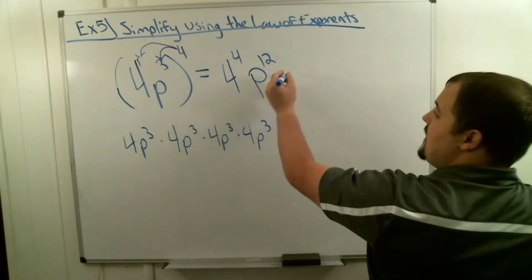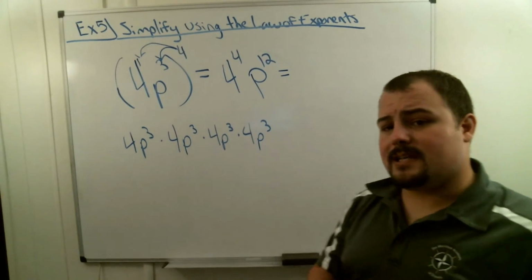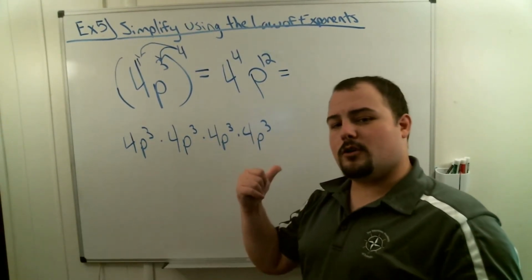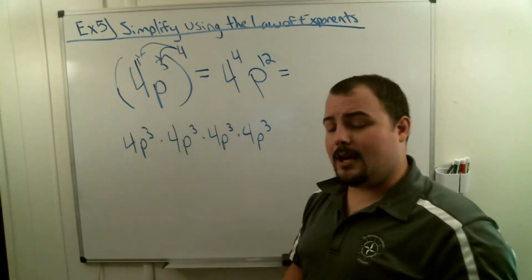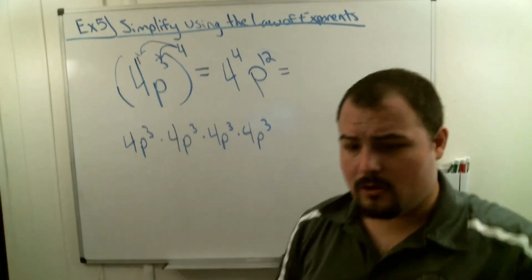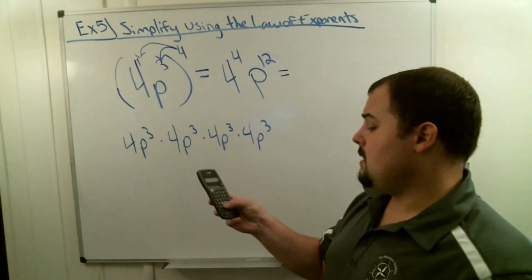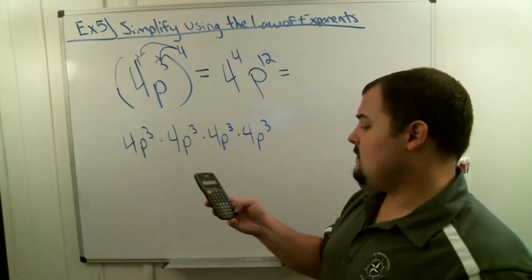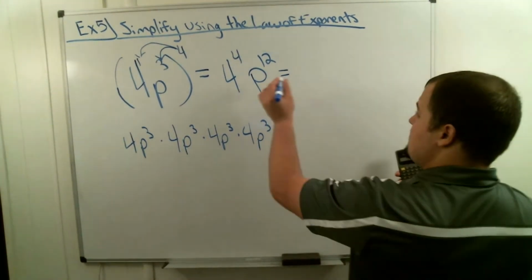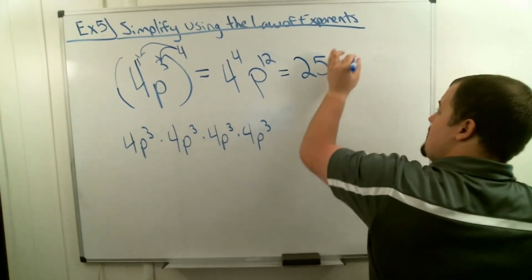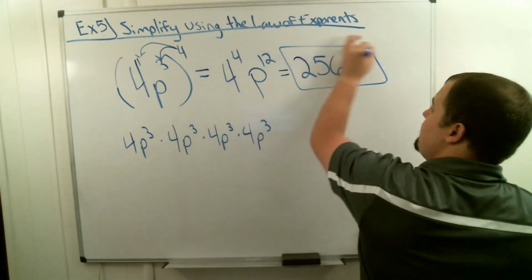Now, this would be correct. The only thing is, PEMDAS says that if you have a number that has an exponent, like 4 to the fourth power, you might want to actually figure that out. So in this case, I'm going to go ahead and use the calculator. I'm going to type it in. I've got my calculator right here. 4 times 4 times 4 times 4, I get 256. So this answer is equal to 256 p to the 12th power.